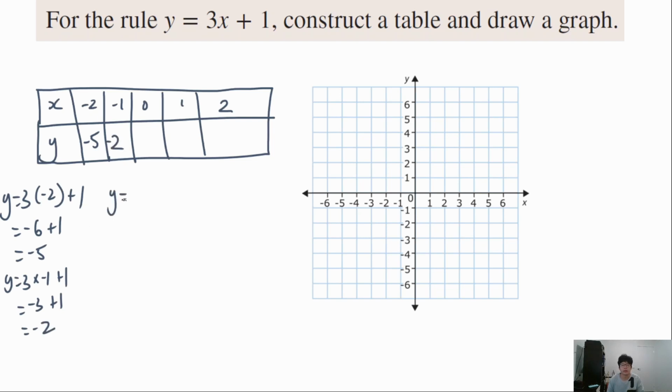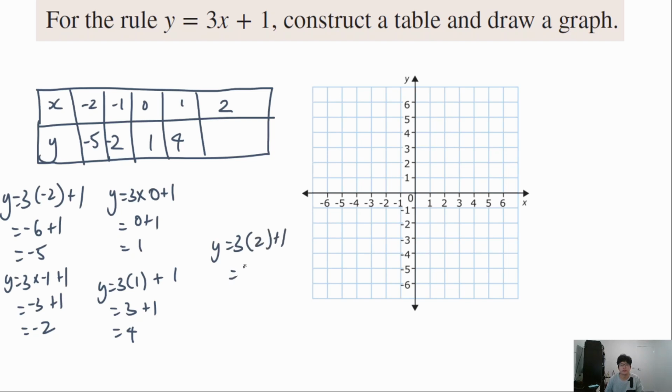Next one is y equals 3 times 0 plus 1. That gives me 0 plus 1, which is 1. This one will be 1. Next is y equals 3 times 1 plus 1. That will give me 3 plus 1, which is 4. And our final point is y equals 3 times 2 plus 1. That gives me 6 plus 1, which gives me 7. So give yourself a tick for each one you got correct there.